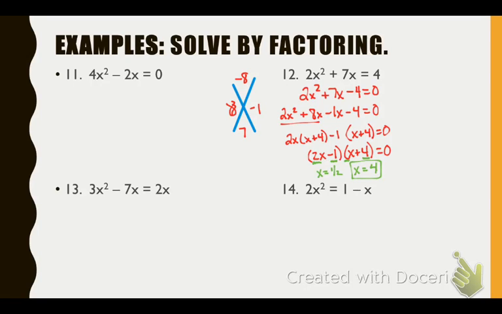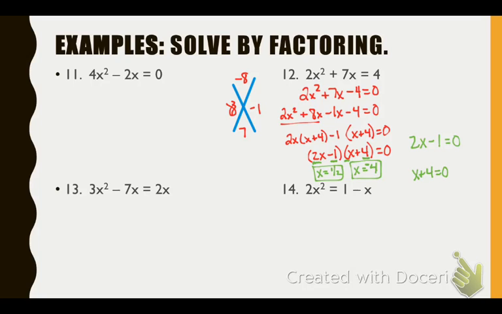And you are done. Now you can single each one out and you can solve 2x minus 1 equal to 0 and solve, and you can do x plus 4 equal to 0 and solve. You're going to get the, excuse me, this should have been negative 4. You're going to get the same value.